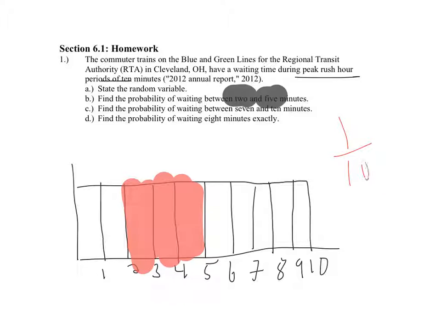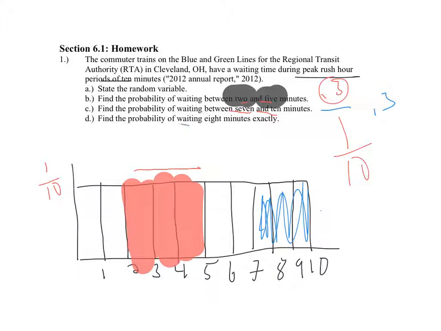So if I divide it by 10, that tells me each one of these little rectangles is 0.1 high, or 1/10 high. So what's the probability of waiting between 2 and 5 minutes? Well, that's 3 wide by 0.1 high, so 0.3. What's the probability of waiting between 7 and 10? Well, again, between 7 and 10 is 3 wide by 0.1 high, so that's also 0.3.